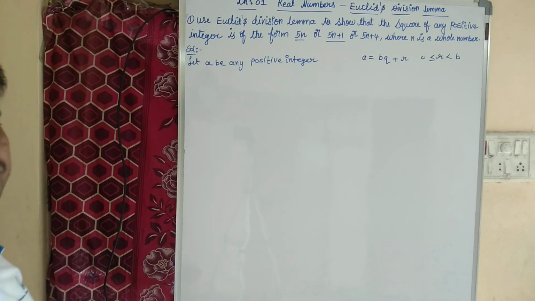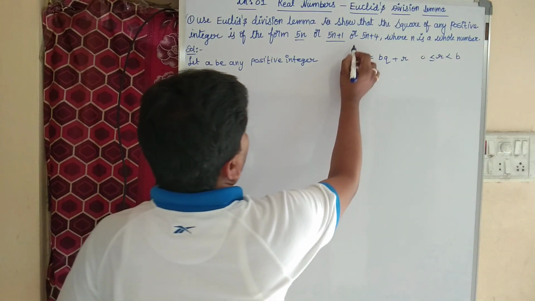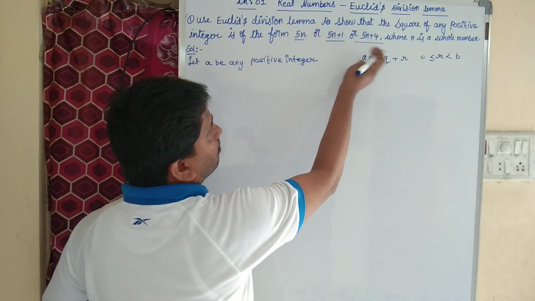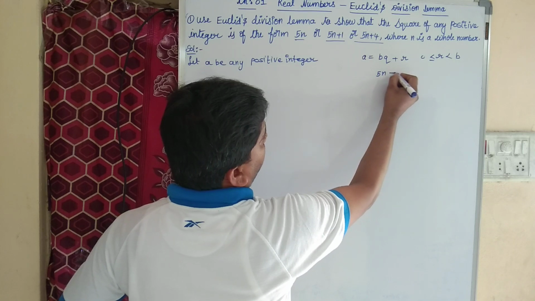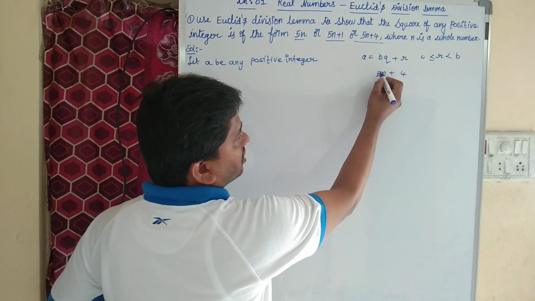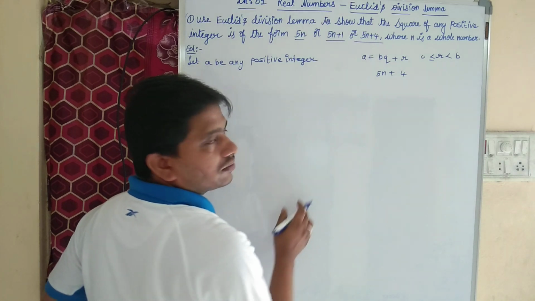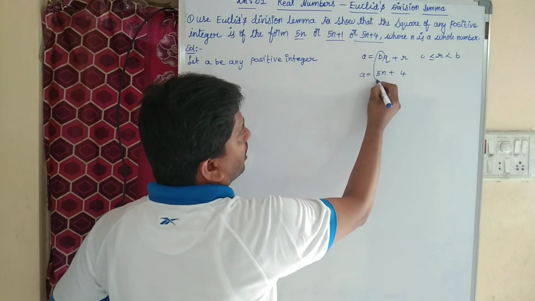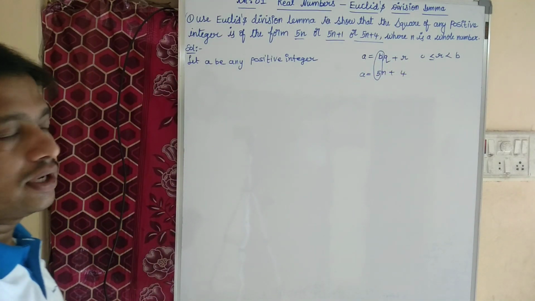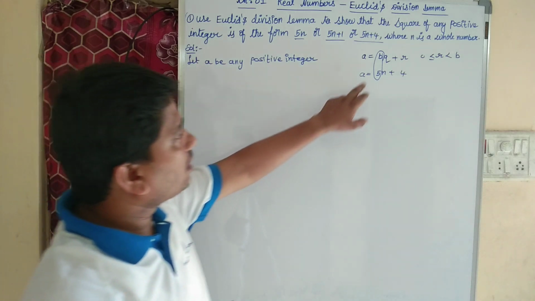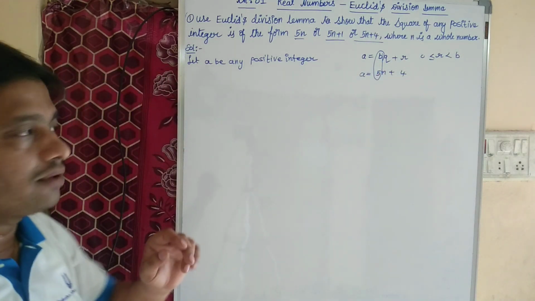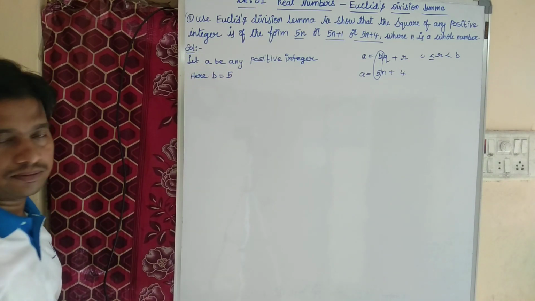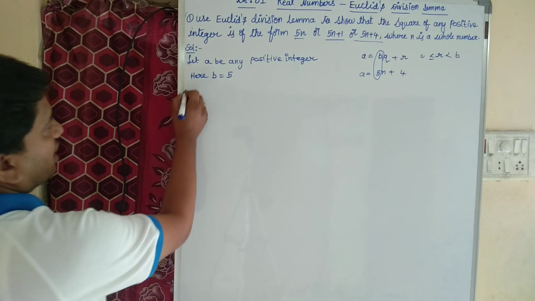Here, what is the value of b? If you observe the question properly, the square of any positive integer should be in the form of 5n, 5n plus 1 or 5n plus 4, which is in the form of bq plus r. If you compare with the standard form of the EDL, the value of b here is 5. So b equal to 5.